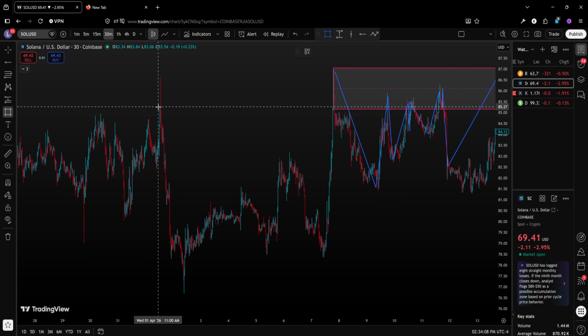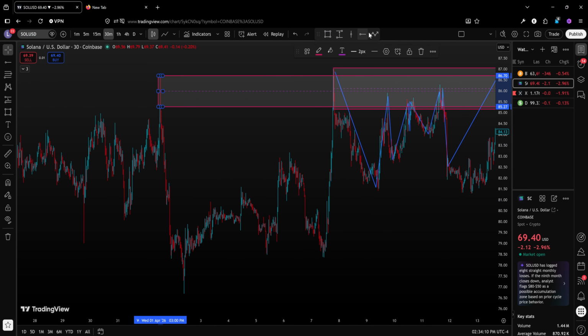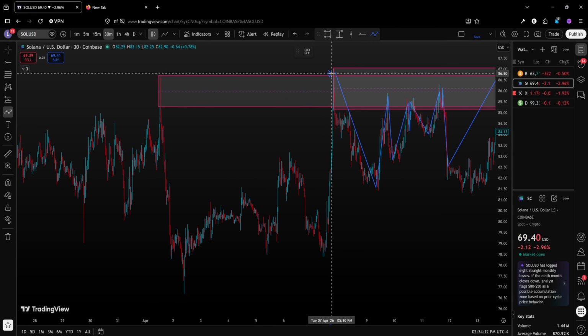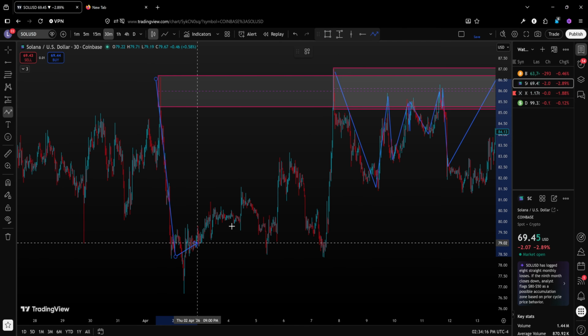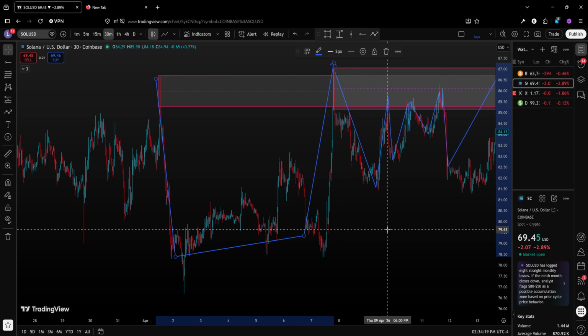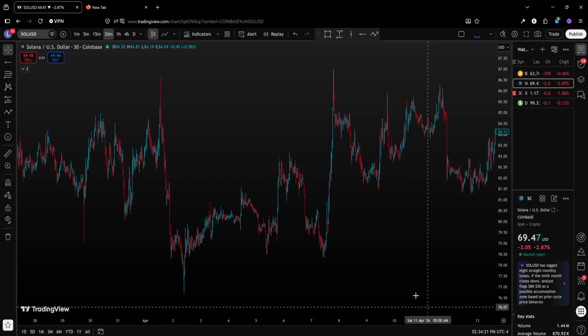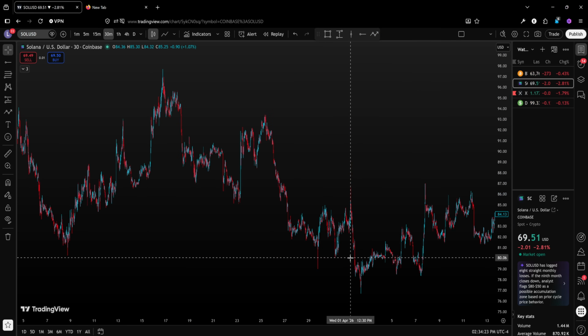And if you really want to count it, we have another one right here. Boom. Basically the same thing, but it started off right here. Boom, rejects off of it. Simple as that. That is support and resistance.